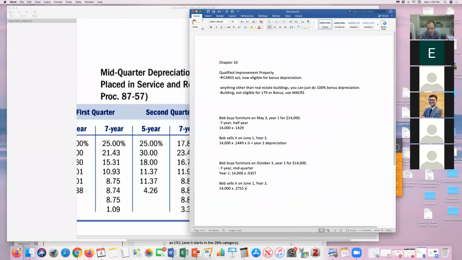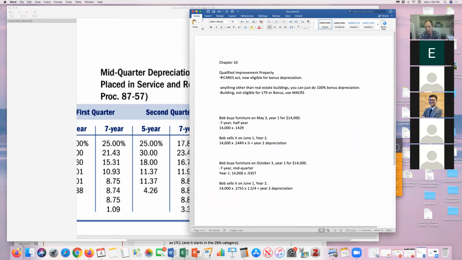Now I'll apply the convention myself. So he sold it on June 1st. That's the second quarter. So he gets the first quarter and he gets half of the second quarter. So 1.5 quarters out of 4. That's going to give me his year 2 depreciation for MACRS.